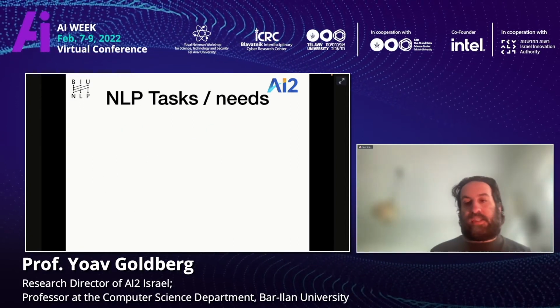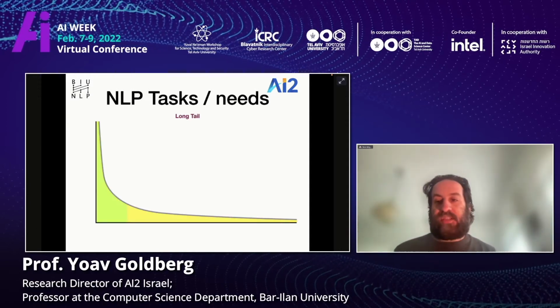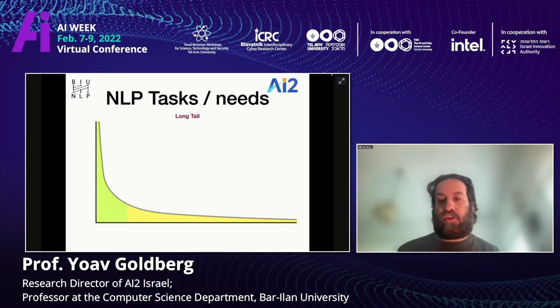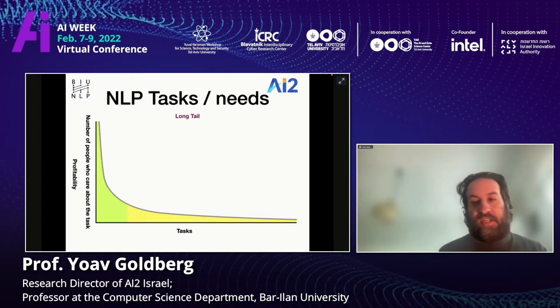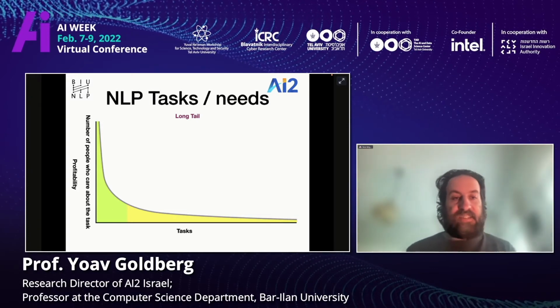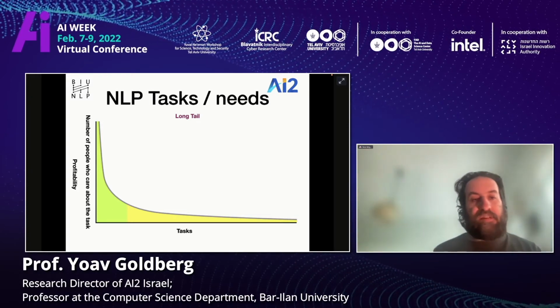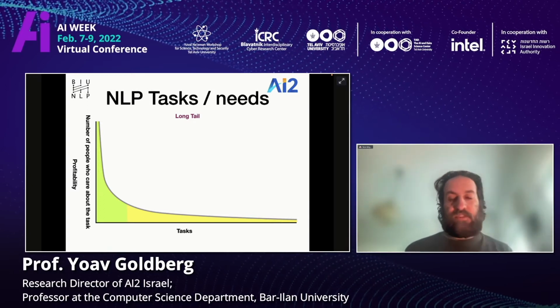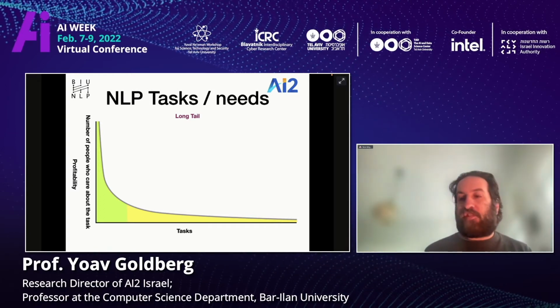If you look at the task landscape in NLP, you can say it looks like this. There is a long tail phenomenon. On the x-axis, you have different tasks, and on the y-axis, you have the number of people who care about the task, or maybe the profitability of the task.